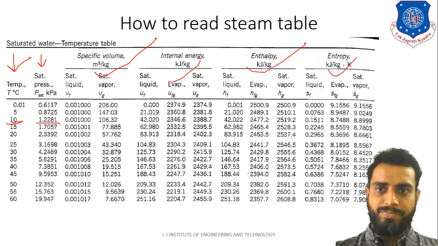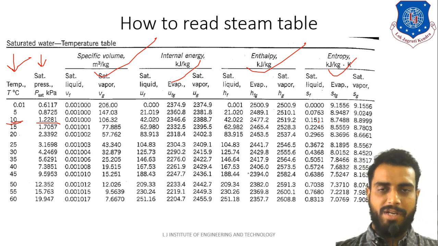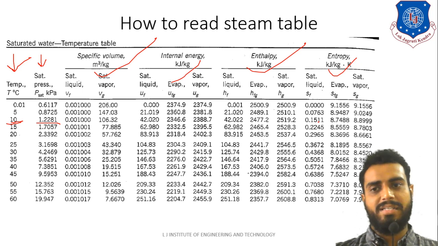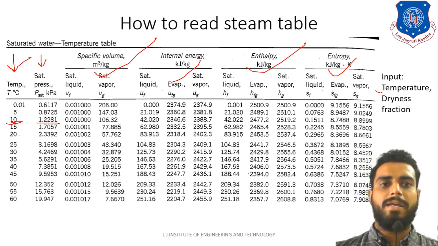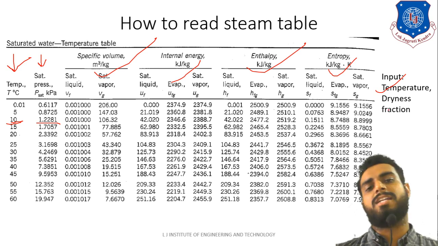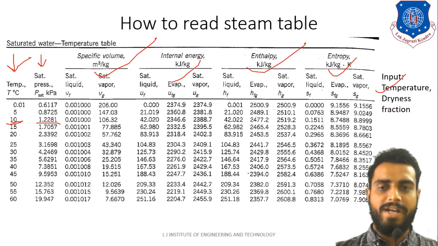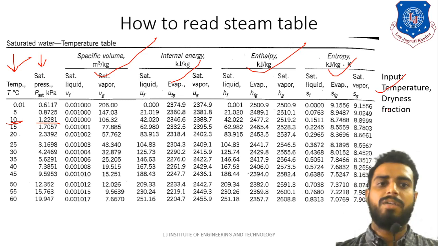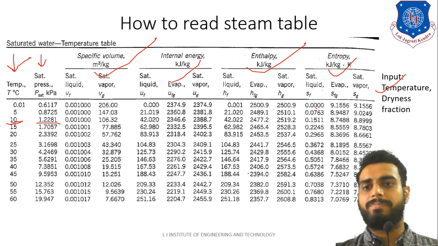For the temperature table, the temperature of the steam is given, let us say 200 degrees Celsius. That will be the input, temperature, and the other input will be given as dryness fraction. So 200 degrees Celsius and dryness fraction is 1. So identify the steam condition. It might be given like that. You should appreciate that.